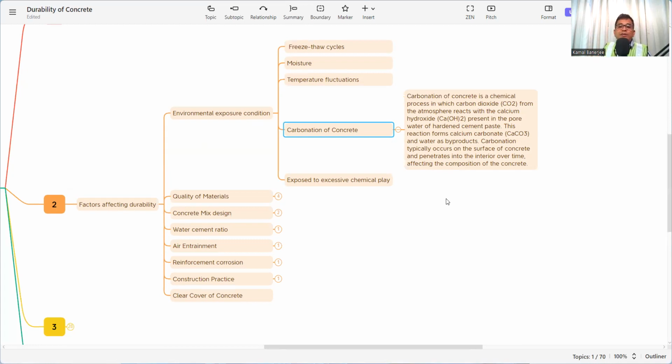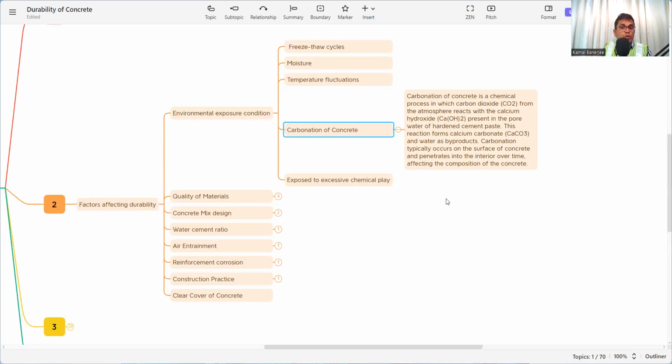Carbonation typically occurs on the surface of the concrete and penetrates into the interior over time, affecting the composition of the concrete. This CO2, carbon dioxide, is harmful for us, and in the same way it is harmful for the concrete itself. It will form calcium carbonate and penetrate inside the concrete. When it penetrates, making calcium carbonate, that means the composition of the concrete or the cement will break and the health of the concrete will be deteriorated.